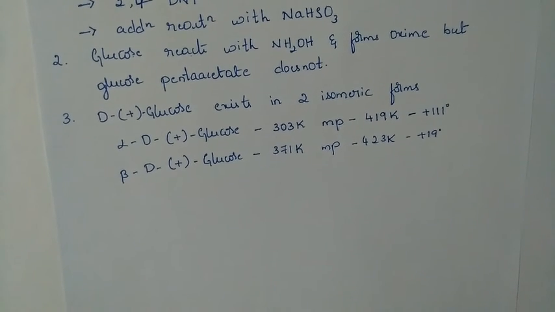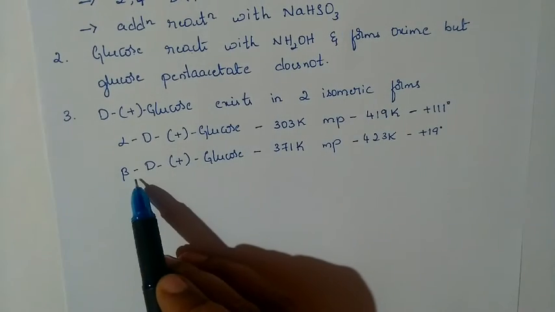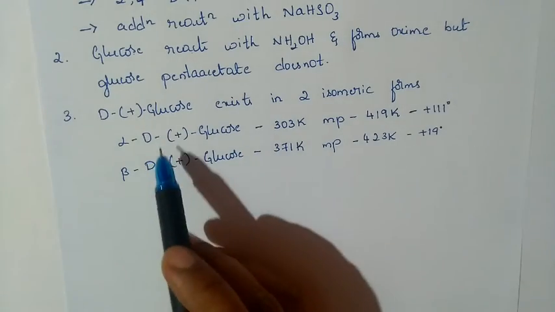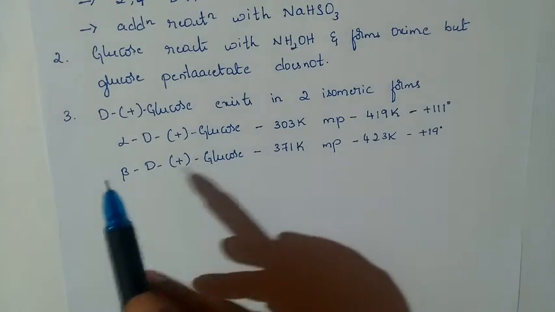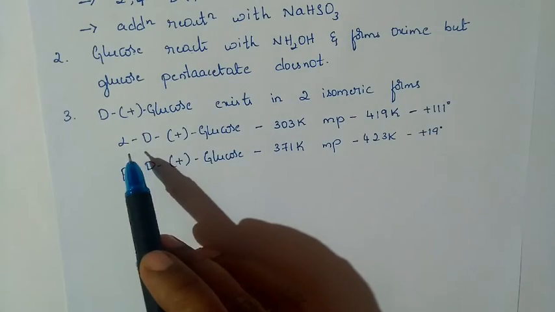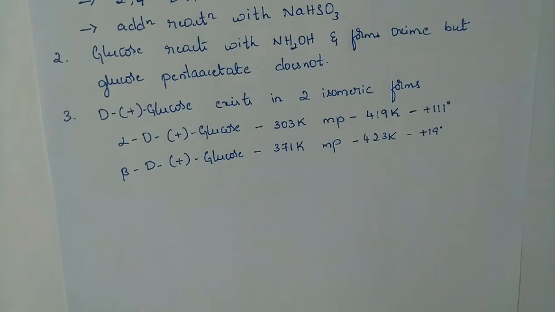So these are the three most important limitations. It indicates that the open chain structure is not the correct one. There is a slight variation in the structure, and that slight variation we are going to study in our next class. Now we are going to discuss alpha D glucose and beta D glucose, the two isomeric forms. Alpha and beta we'll study in our next topic, but now a very important topic is mutarotation. We are going to study that.